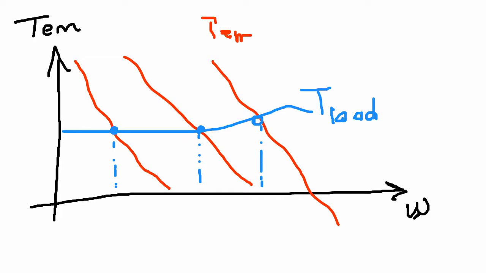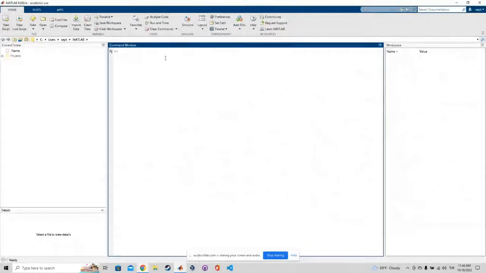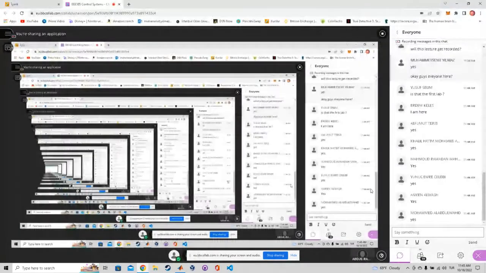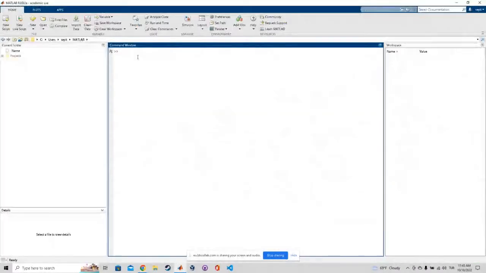Okay, guys, let's start our lab. Everyone can see my screen? Yeah, so everyone can see my screen, guys, right? Yeah, okay, let's start it. Okay, in the previous lab we saw the graphical user interface of MATLAB. Let's start with some commands.